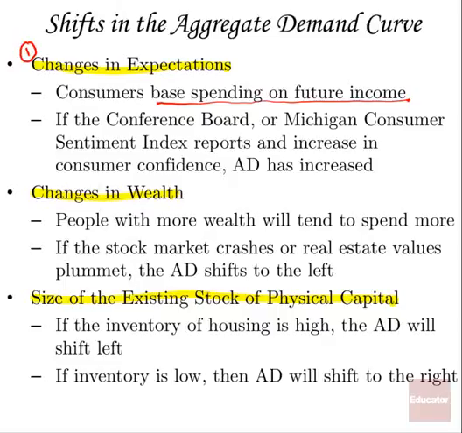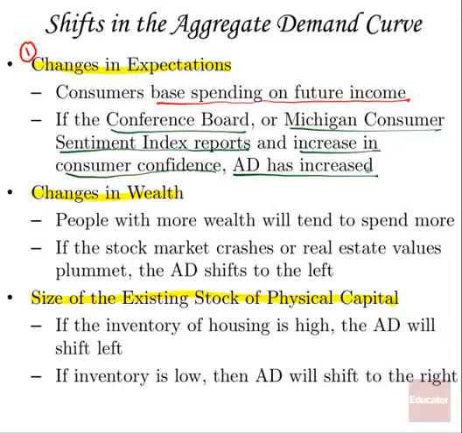Now, another reason why the aggregate demand might have shifted has to do with consumer confidence. If the Consumer Board or Michigan Consumer Sentiment Index reports, and these two actually report consumer confidence in the economy, so it's kind of part economics and part psychology, and there's an increase in consumer confidence, then basically the aggregate demand has increased. And so that's kind of a measure of how much the economy has grown as a result, because consumer confidence went up, and that's a good sign for the economy in general.